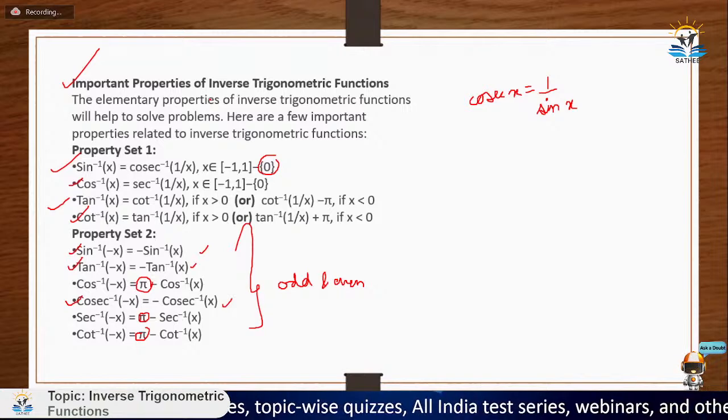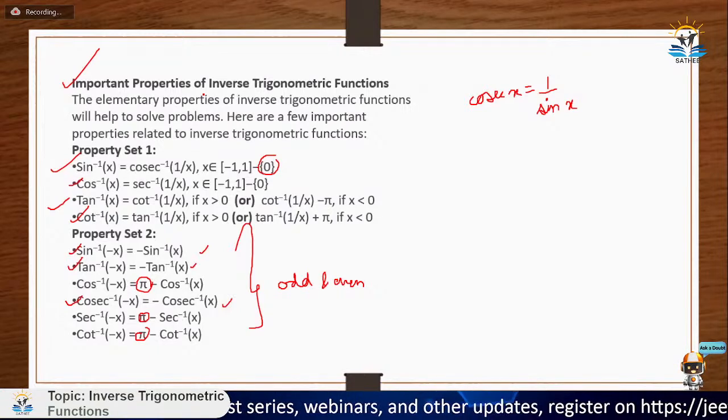Similarly, cos inverse 1 by x is equal to sec inverse x, and tan inverse 1 by x is equal to minus pi plus cot inverse x. Okay. These properties you will actually learn when you solve questions, because when you solve questions, this will come again and again, and you will eventually learn them.